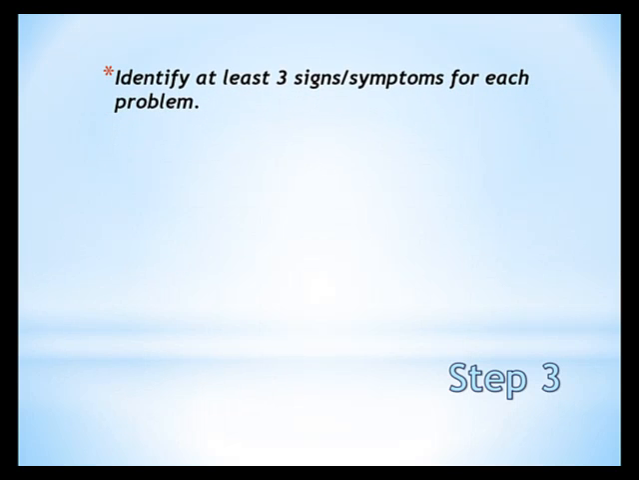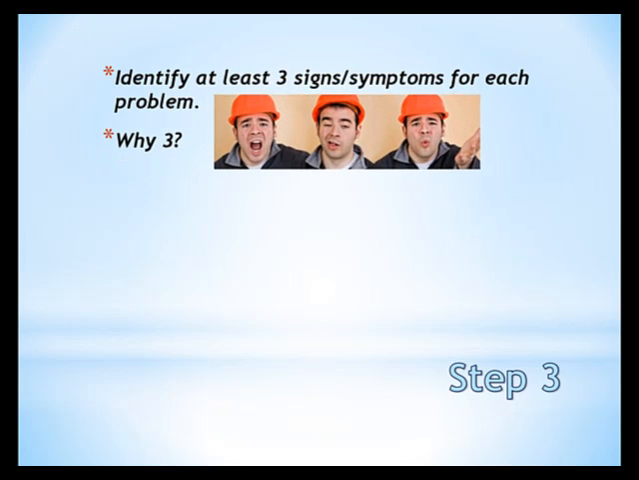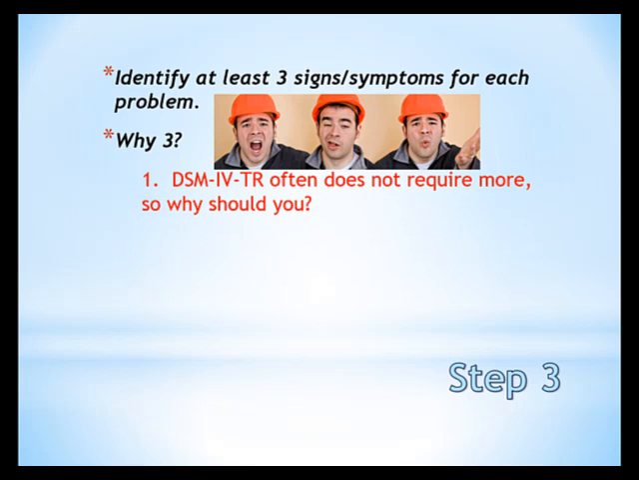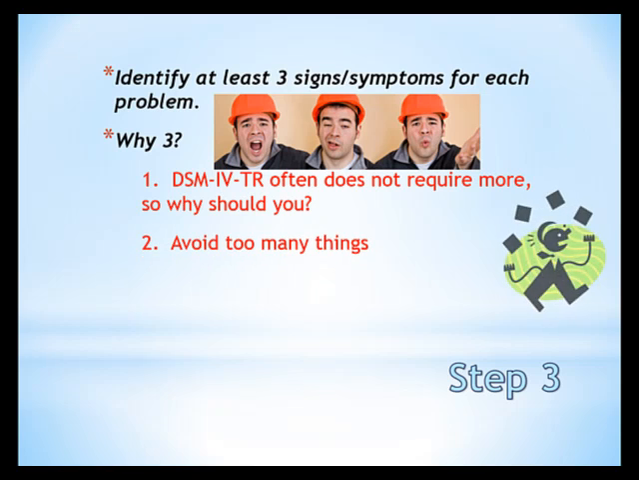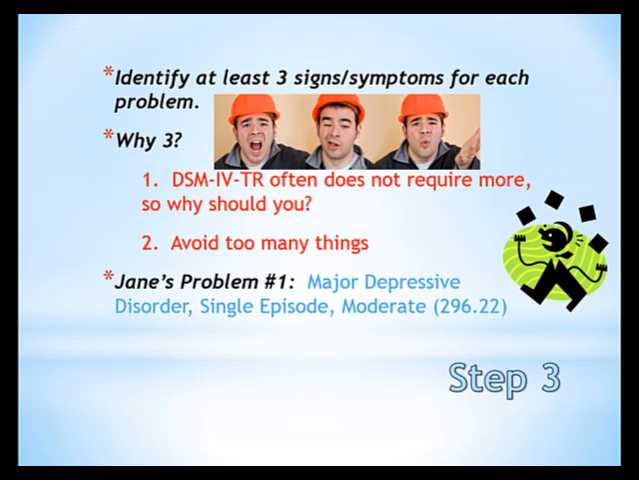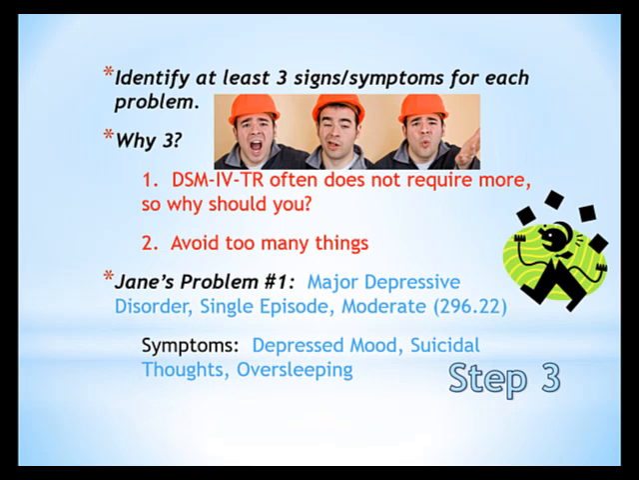Step 3. Identify 3, but no more than 5 signs or symptoms for each problem. Why 3, but no more than 5? Well, first, most diagnoses in the Diagnostic and Statistical Manual of Mental Disorders, regardless of which edition, require no more than 3 signs or symptoms. Check it out and you'll see it's true. Second, don't you want to stay away from having too many things to address? So here's Jane's problem, and Jane has the following related symptoms: depressed mood, suicidal thoughts, and oversleeping.